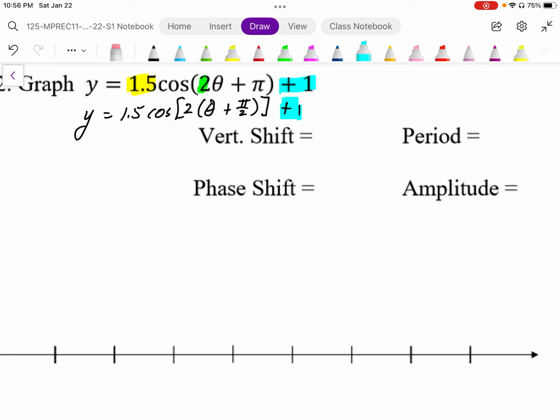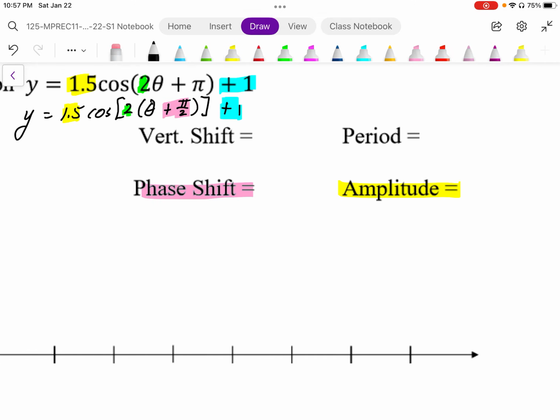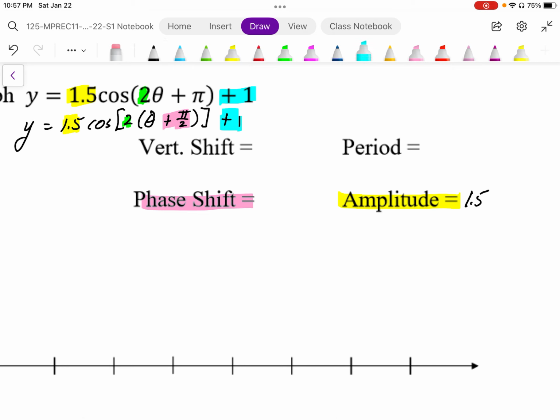Okay, so I have a vertical shift. I have my amplitude. I have my B value. Now I have my horizontal shift. Okay, so that's my phase shift here. So I'm going to start with my amplitude. Let's start with the amplitude here. The amplitude is 1.5. The vertical shift is going to be plus 1.